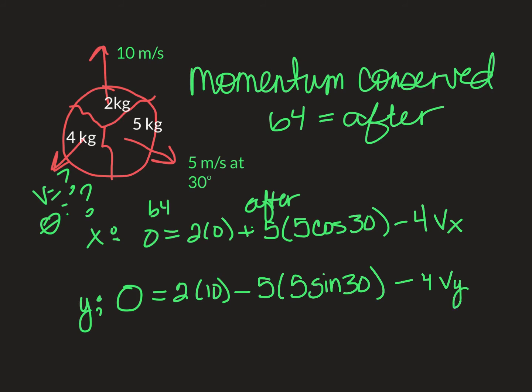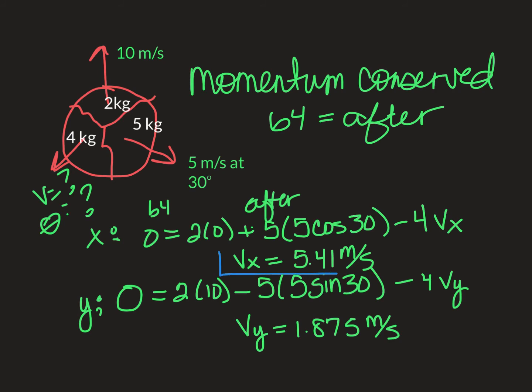Okay, so go ahead and pause the video, solve for Vx and Vy, and we'll come back and check our answers. Okay, so in the X direction, I got that we were going at 5.41 meters per second. And in the Y direction, I have that we are going 1.875 meters per second. Did your answers agree? Yay!